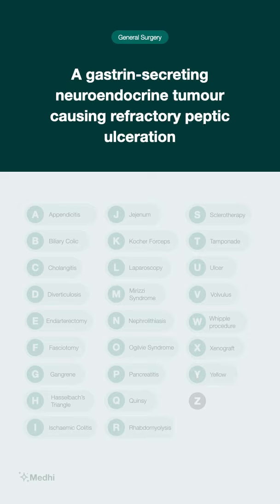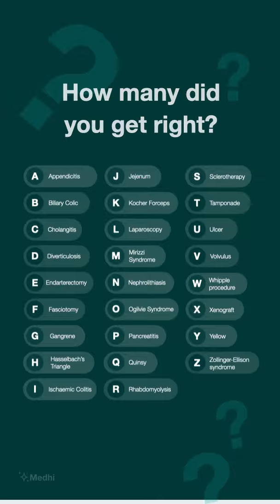Yellow. A gastrin-secreting neuroendocrine tumor causing refractory peptic ulceration. Zollinger-Ellison syndrome. How many did you get right?